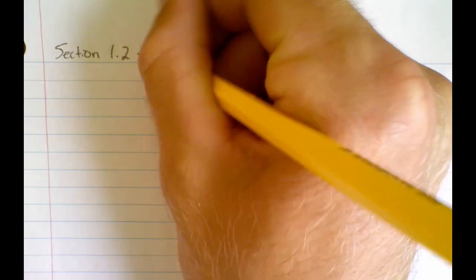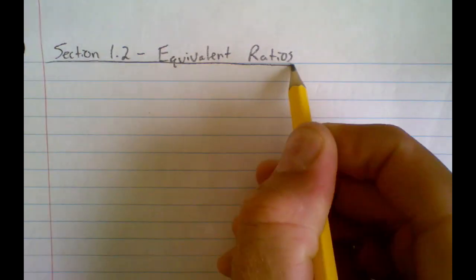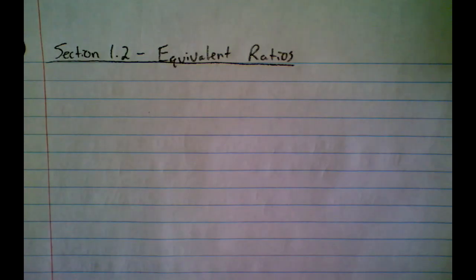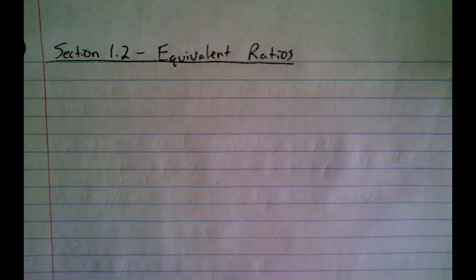All right, the title of your notes will be Section 1.2 Equivalent Ratios. Go ahead and underline that title. The title of your notes: Section 1.2 Equivalent Ratios.